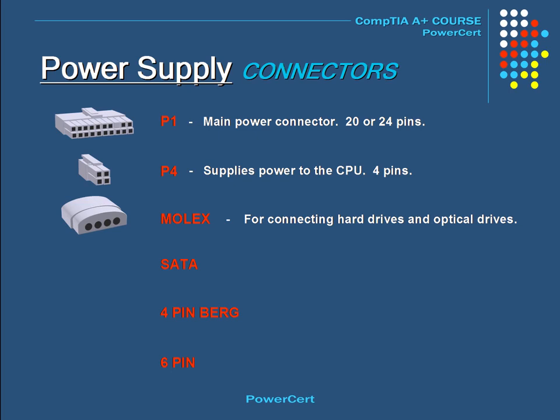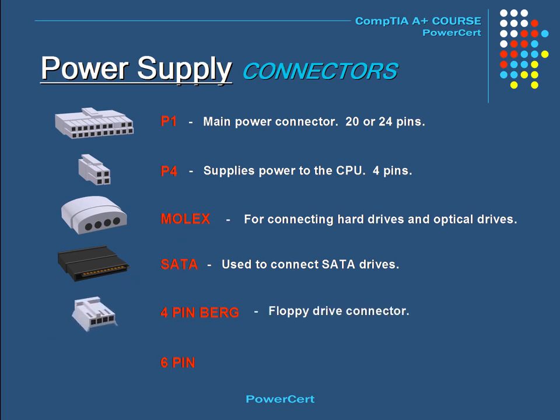There is also a serial ATA connector. This is a 15-pin connector, and this is used to connect disk drives that have a serial ATA power plug. Another connector is called the 4-pin Berg connector, or mini connector. This is a small connector that is used to supply power to the floppy drive. And finally, there is the 6-pin connector, and this is used to supply power to certain PCIe video cards.